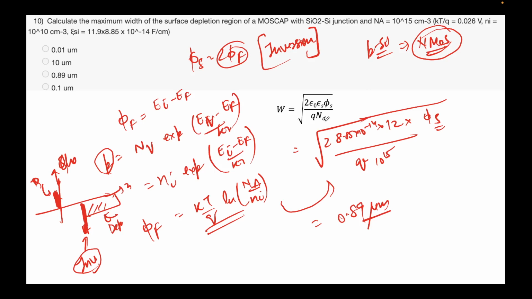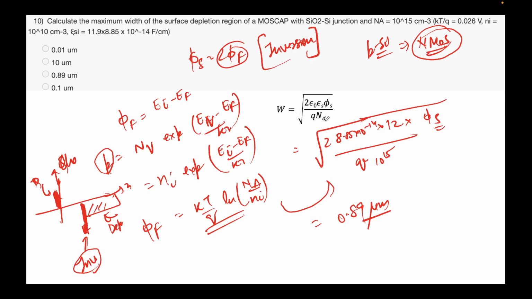Phi f is nothing but Ei minus EF in bulk, and we have already derived an expression: KT by Q ln Na by Ni. So phi f for B will be more than phi f for A, because doping is higher. You can clearly see that for B it's higher. If phi f is higher, and we know phi s is nothing but 2 phi f, then this term will be higher, right? And the area is there.